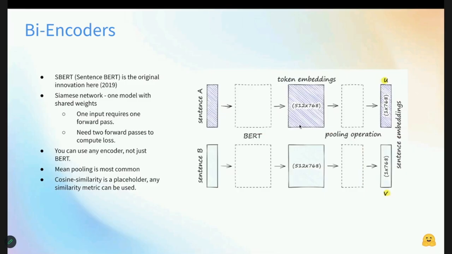So here's another representation of the same idea, just turned sideways. You have two sentences, they go through an encoder like BERT. You get out this matrix of contextualized word embeddings, and then there's a pooling operation. Mean pooling is the most common way to do this, where you go from 512 by 768 down to a 1 by 768. And the transformer, along with this pooling operation, is learned during training.